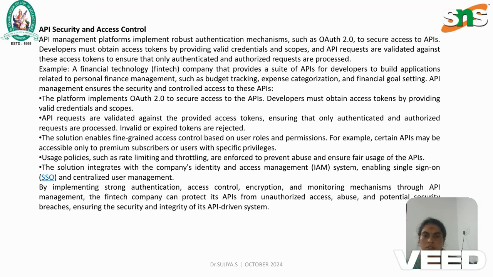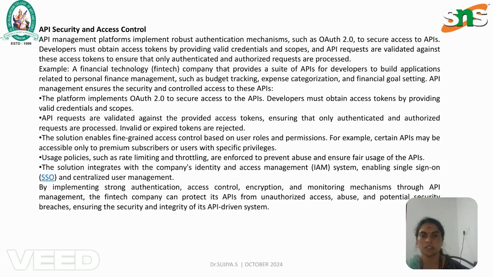API management ensures the security and controlled access to these APIs. And the platform implements OAuth 2.0 to secure access to the APIs, and developers must obtain access tokens by providing valid credentials and scopes. API requests are validated against the provided access tokens, ensuring that only authenticated and authorized requests are processed; invalid or expired tokens are rejected. And the solution enables fine-grained access control based on user roles and permissions. For example, certain APIs may be accessible only to premium subscribers or users with specific privileges.